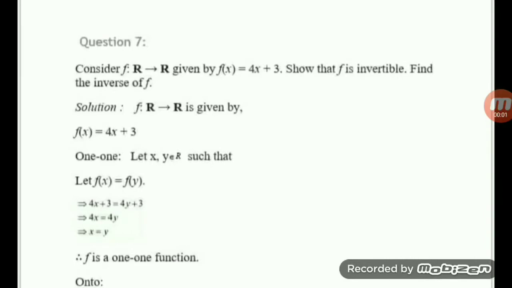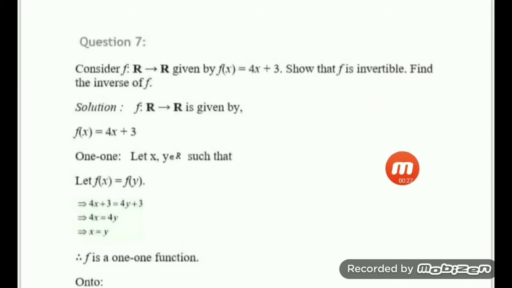Okay, here let us discuss question number 7 of exercise 1.3. The question: consider f from R to R given by f(x) equal to 4x plus 3. Show that f is invertible and find the inverse of f. Here the function is defined from the real numbers to the real numbers by f(x) equal to 4x plus 3. You have to show that the function is invertible.